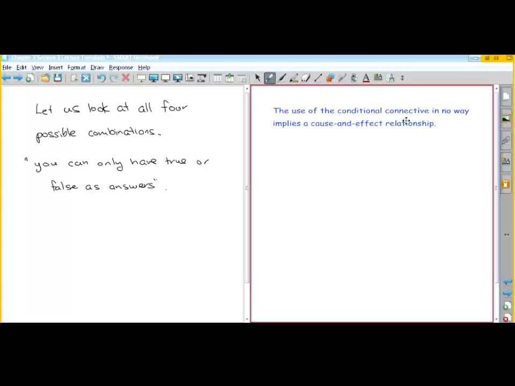Also, it says the use of the conditional connective in no way implies a cause and effect relationship. So that's kind of that. It's just words. So we're not guaranteeing anything, in terms of experiments or something like that. If you do this, then this scientifically is the result.